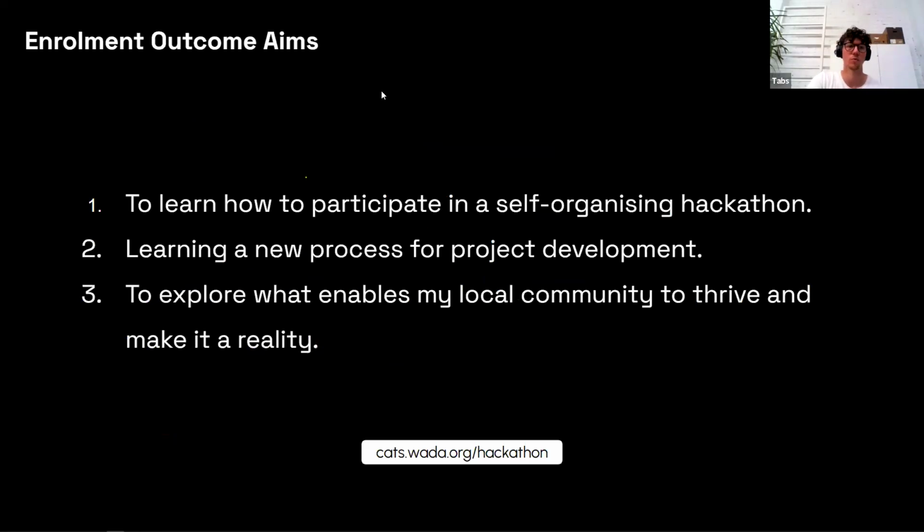The aims of this enrollment process is threefold. We want you to learn how to participate in a self-organizing hackathon. The wording there is very intentional. Participation really means a lot for us, and we're excited to share that with you in the coming weeks. And we'll be learning together in how to participate in a self-organizing system, in this case, a hackathon.